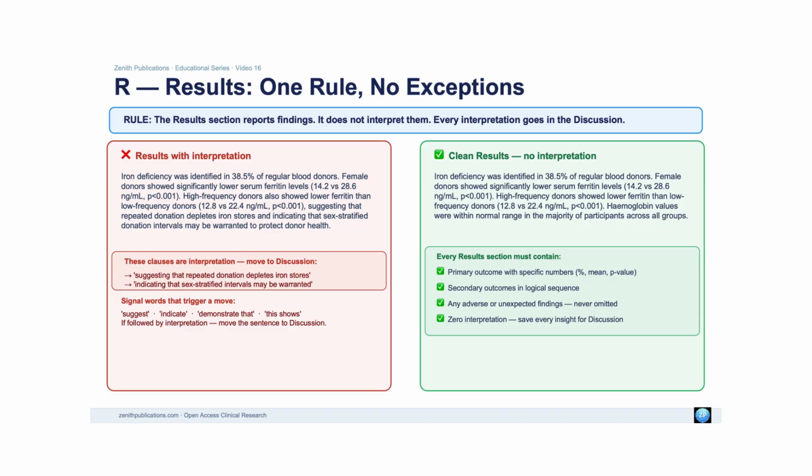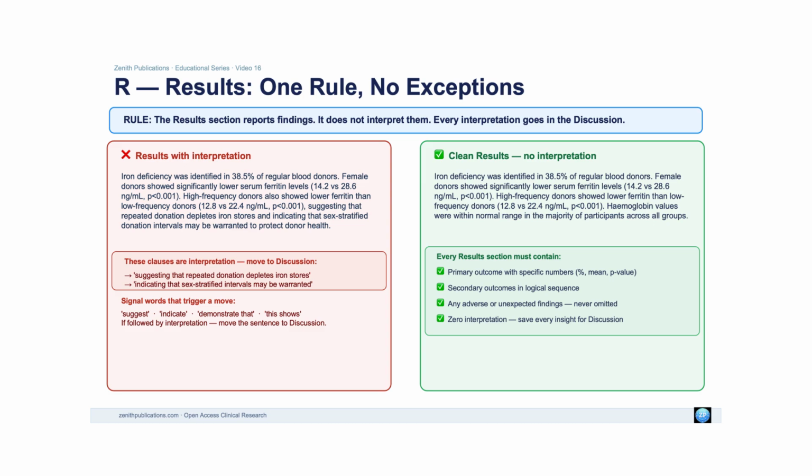Iron deficiency was identified in 38.5% of regular blood donors. Female donors showed significantly lower serum ferritin levels. High-frequency donors showed lower ferritin than low-frequency donors. Hemoglobin values were within normal range across all groups. Same data, no interpretation. That is what a clean results section looks like.